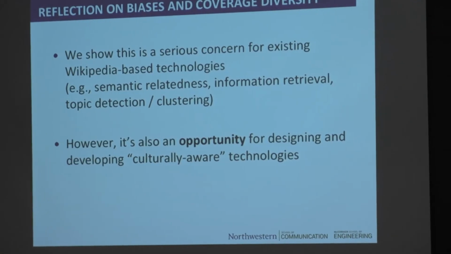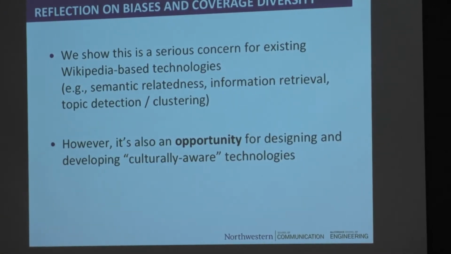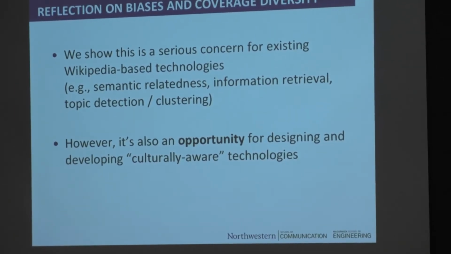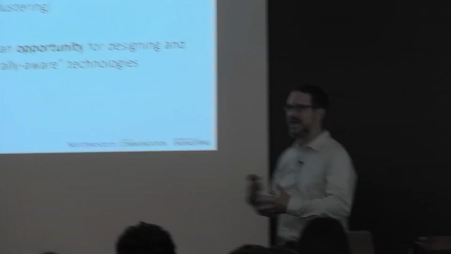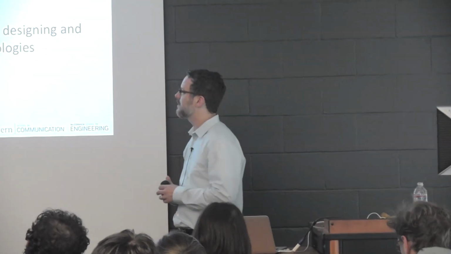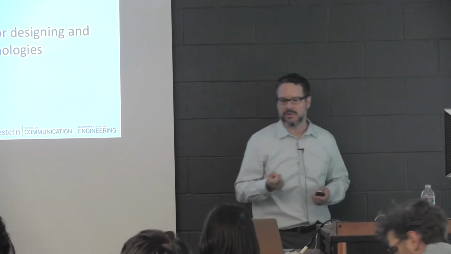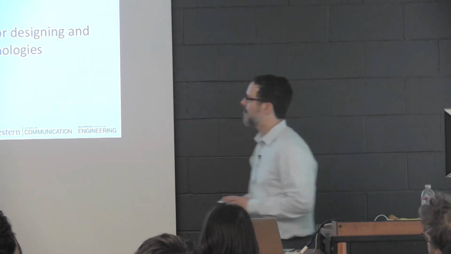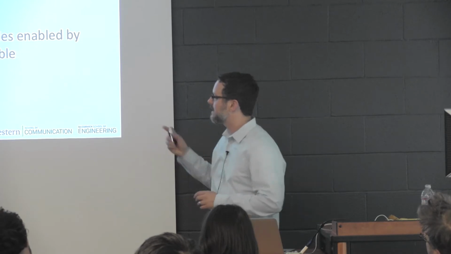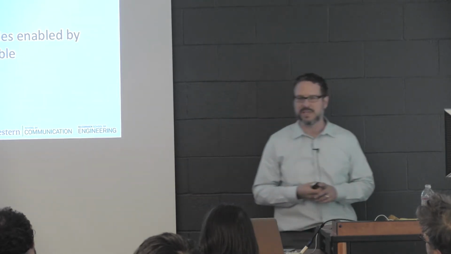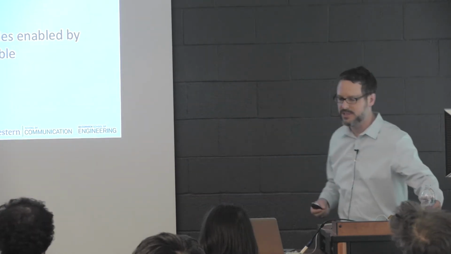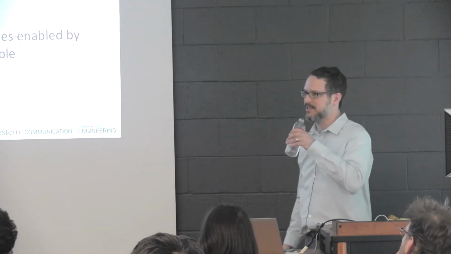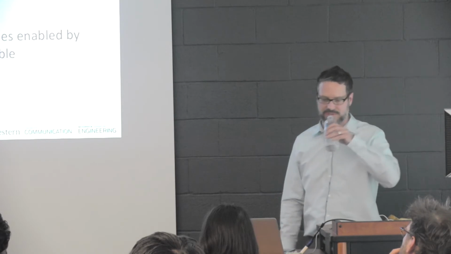So across all of this work, we show that there's a serious concern, I think, for Wikipedia-based technologies. Things like semantic relatedness, information retrieval, topic detection, and clustering can all be influenced. But it's also an opportunity, I'd argue. And it's an opportunity for designing and developing what I'd call culturally aware applications. So in this last part of the talk, what I want to do is briefly present kind of a new class of technologies that we're thinking about that are enabled by this diversity of representations that exists in these peer-produced venues.